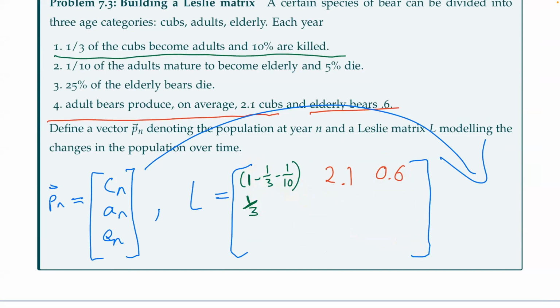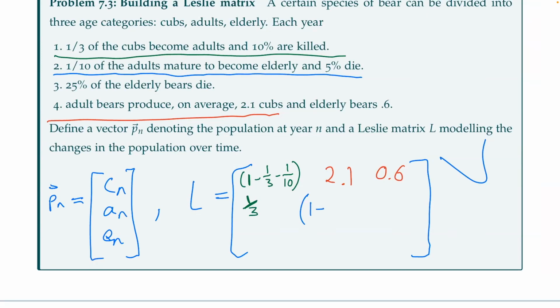Okay. Let's go through what these actually are in this example then. So the next row, row 2, we're told that a tenth of the adults mature to become elderly and 5% die. Okay, so what does that mean? Well, just like we did with the juveniles in the first element, first row, first column, we're going to do a similar thing in the second row, second column. We're going to start with all of our adults, so a proportion of 1. We're going to subtract a tenth of them, which are maturing, and 5% die. So that's 1/20.